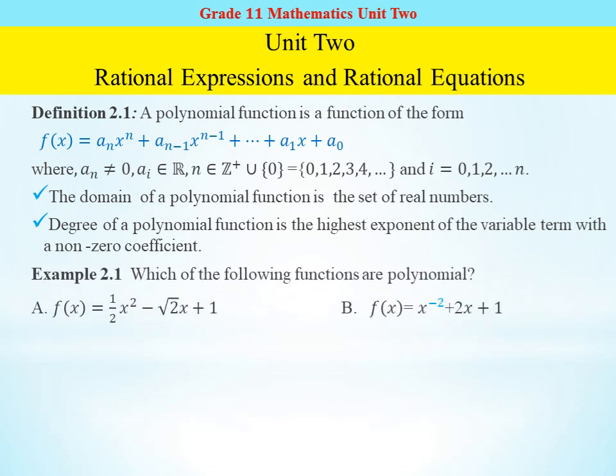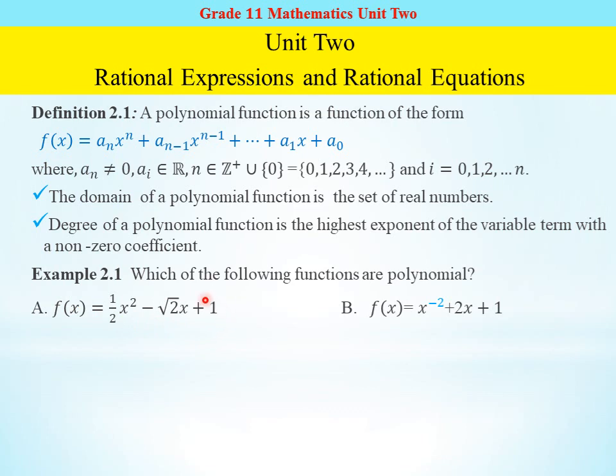Example 2.1: which of the following functions are polynomial? A, f of x equals 1 over 2 times x to the power 2 minus root 2 x plus 1. ከዚህ ላይ ኮኤፊሽንቱን እናያለን። ኮኤፊሽንቱ ሪል ነምበር መሆን አለበት። የx ስኩዌር ኮኤፊሽንት 1 over 2 ነው, which is an element of real numbers. የx ኮኤፊሽንት minus root 2 ነው, which is also an element of real numbers. እዚህ ጋር ኮንስታንቱ, that is a naught, which is also an element of real numbers. So this one is a polynomial function.